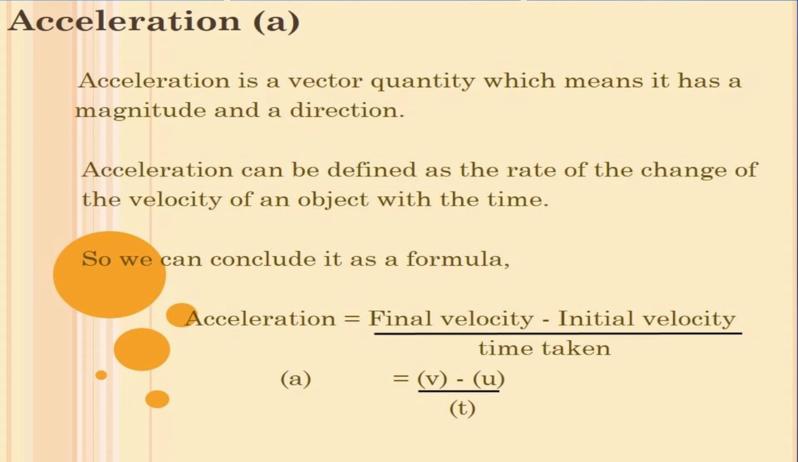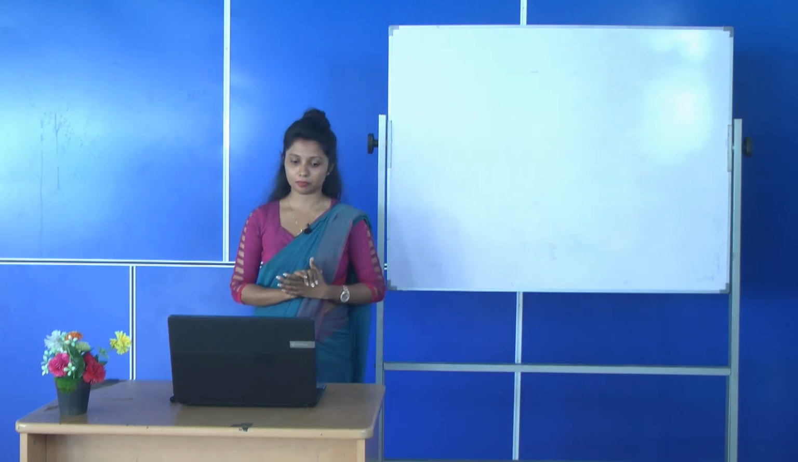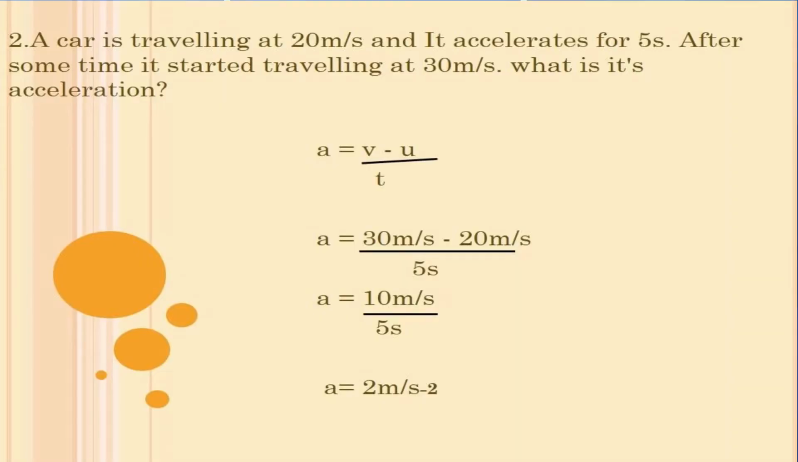So let's see how we can put this formula into a question. A car is travelling at 20 meters per second and it accelerates for 5 seconds. After some time, it started travelling at 30 meters per second. What is its acceleration and how can we find it? We'll use the formula of acceleration here. That is A equals V minus U divided by T. At the end of the calculation, you will get the acceleration as 2 meters per second squared.